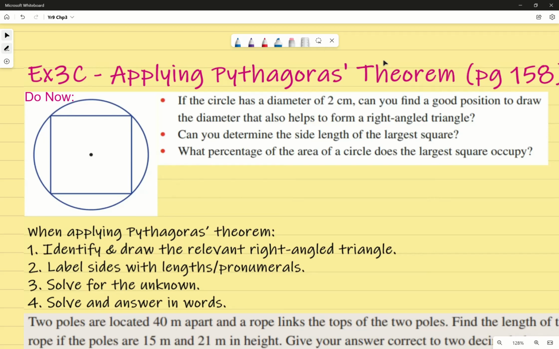Introduction to exercise 3C on applying Pythagoras theorem, page 158 of your textbook. So we've learned about Pythagoras theorem before. We already know that it's a squared plus b squared equals c squared. I'm just going to write the top over here so that we remember it. Okay? You should have that in your notes previously.